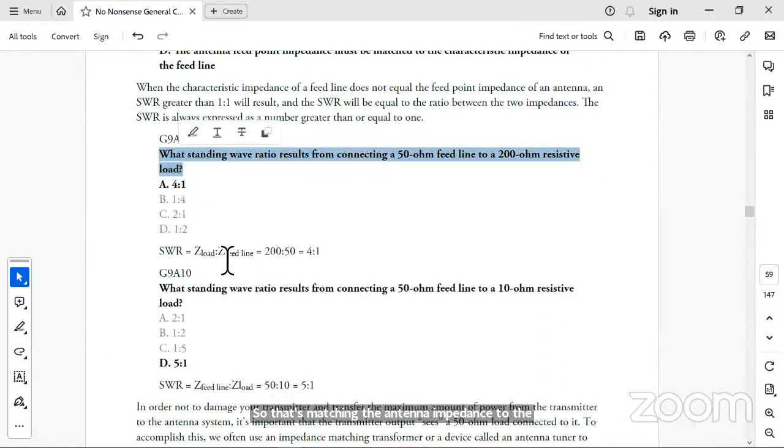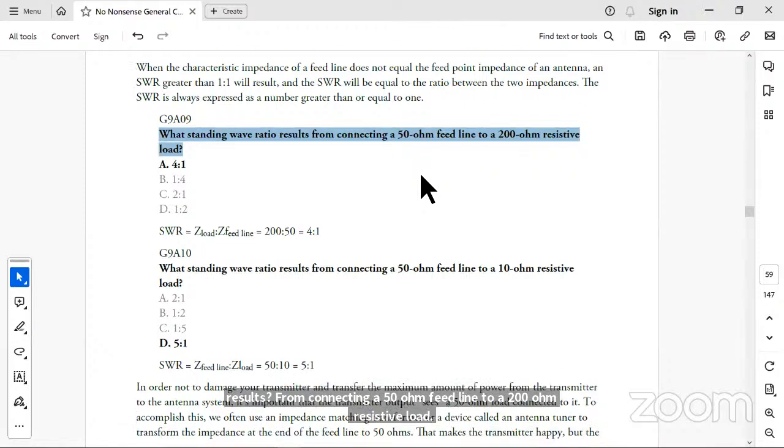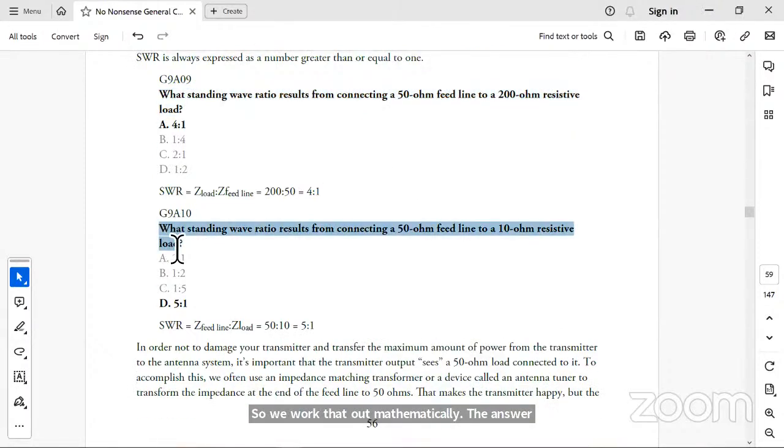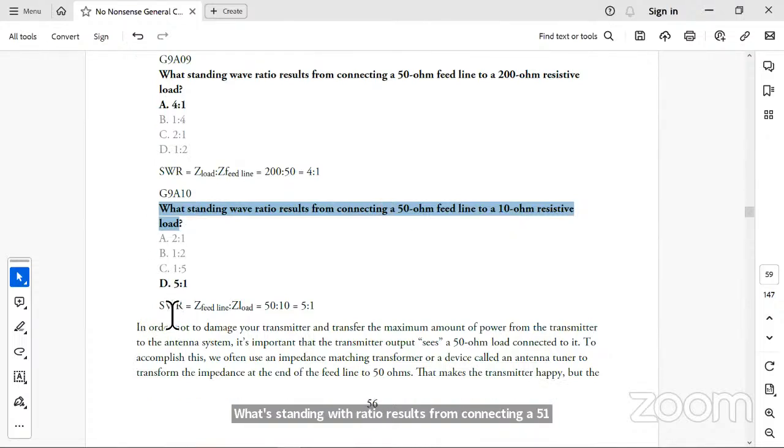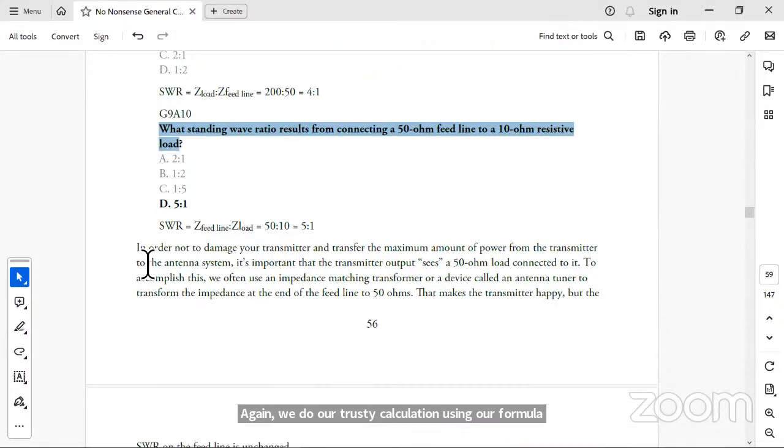Next question in the question pool. What standing wave ratio results from connecting a 50 ohm feed line to a 200 ohm resistive load? So we worked that out mathematically. The answer was 4:1. Similar question in the next one. What standing wave ratio results from connecting a 50 ohm feed line to a 10 ohm resistive load? Again, we do our trusty calculation using our formula and we end up with a ratio of 5:1.